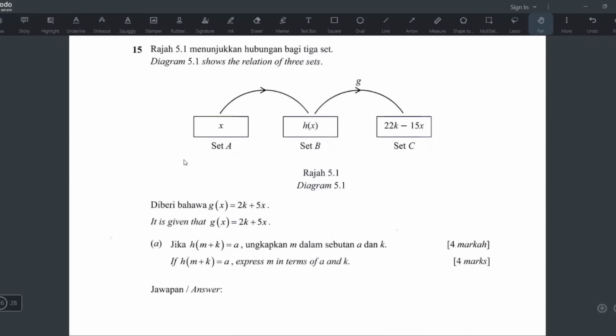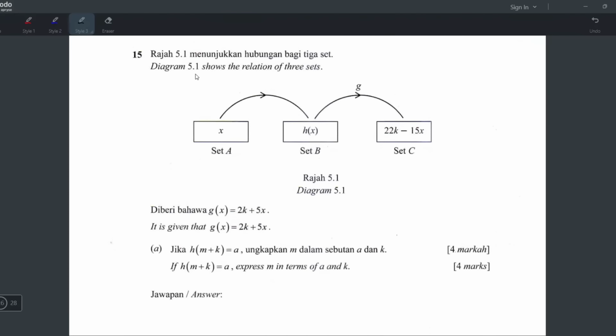Okay, now we do the last question, the final question 15. Okay, diagram 5.1 shows the relation of three sets. Okay, this diagram is confirmed already.